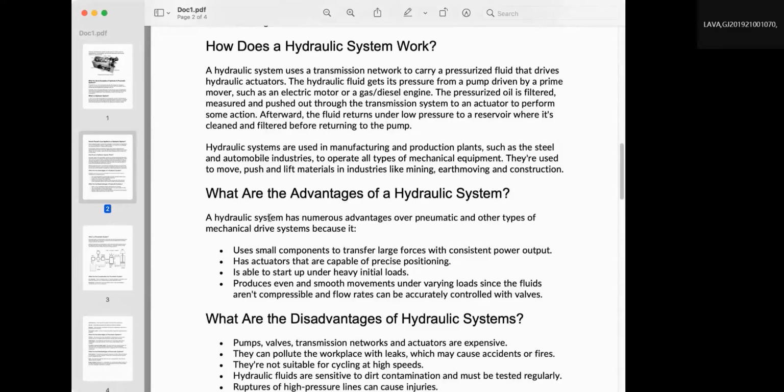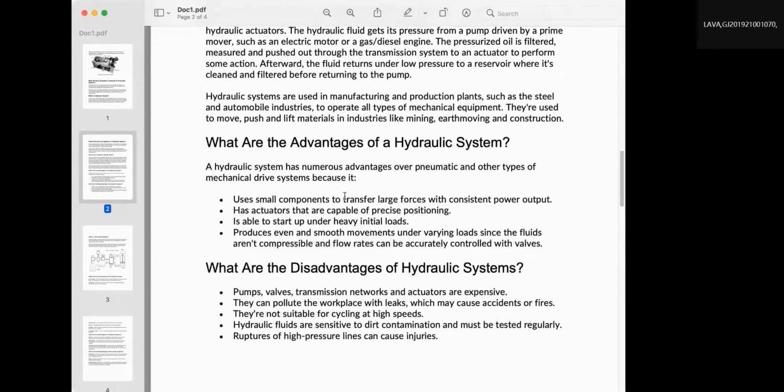And there are several advantages of hydraulic systems, such as using a small component to transfer large force with consistent power output, having actuators that are capable of precise positioning, being able to start up under heavy initial loads, and producing smooth movement under varying loads, since the fluids are not compressible and flow rates can be accurately controlled with valves.